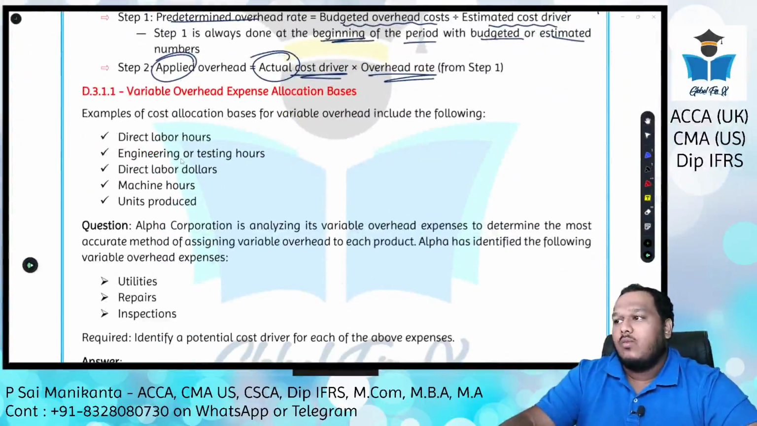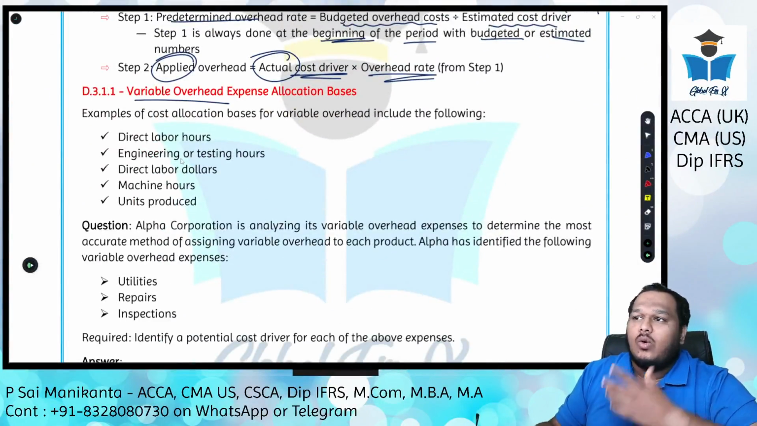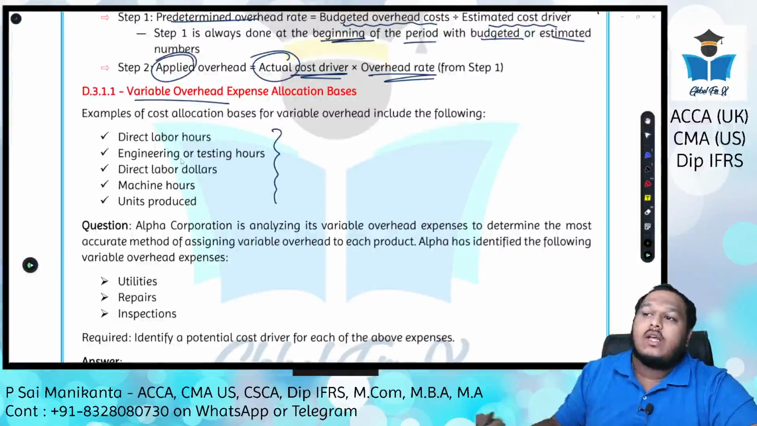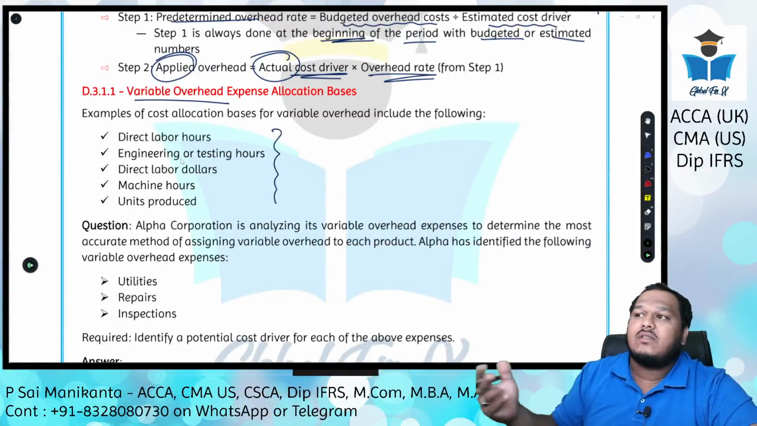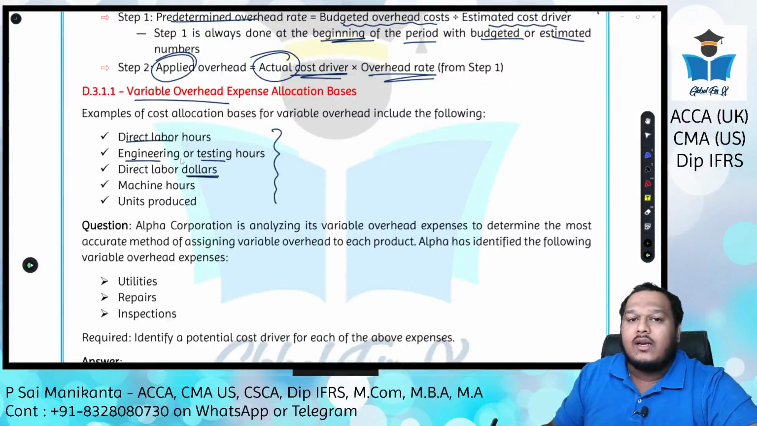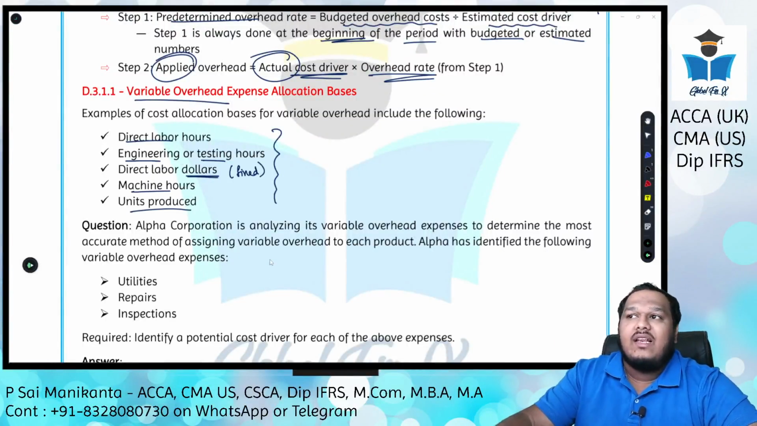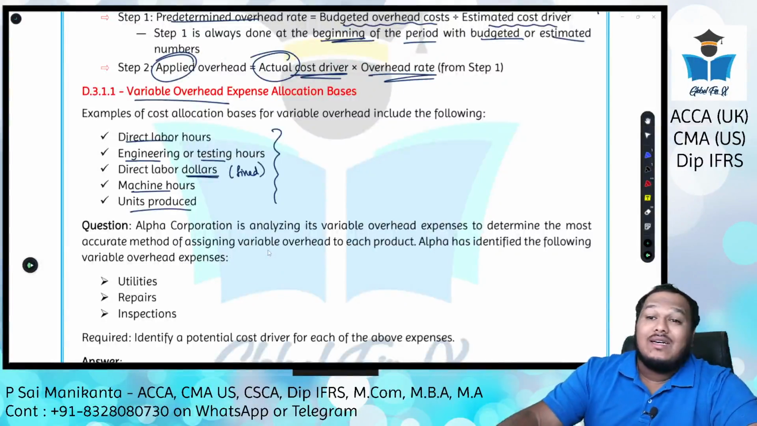Now coming to variable overheads. Variable overhead expense allocation. What are different examples of variable overhead drivers? You can see direct labor hours. The allocation basis for variable overheads can be labor hours, testing hours, or engineering hours. Direct labor dollars, if you are paying the labor a dollar amount instead of an hourly rate. Machine hours, number of units produced, all of these are different variable overhead related drivers.